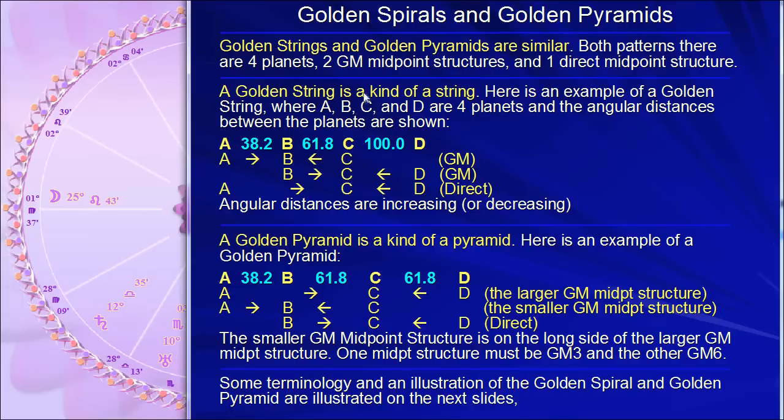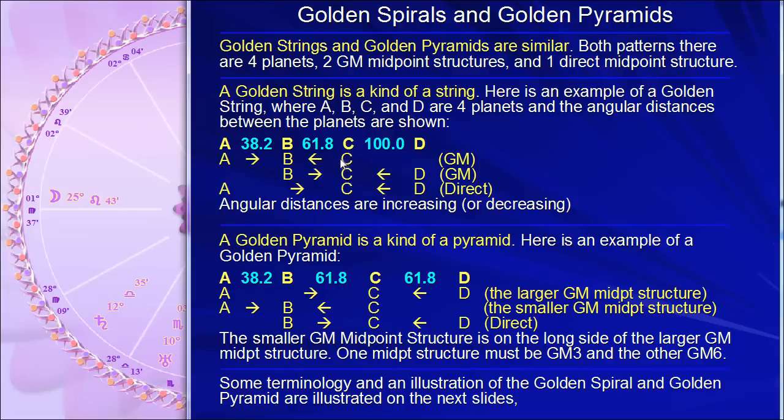Okay, a golden string is a kind of a string. So here it is. Suppose the angle between A and B is 38.2 degrees, B to C is 61.8 degrees, and C to D is 100 degrees. This is exactly the kind of pattern that Monica Bellucci has in her chart, increasing by the golden ratio.